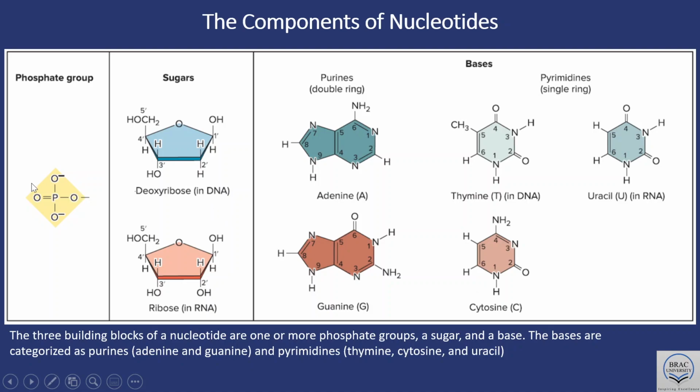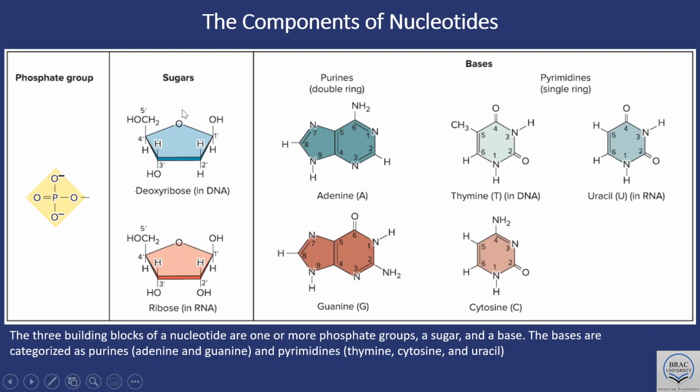So note that when these three components are together, then they are called a nucleotide. But when these two components are together, this base and sugar, they are called nucleoside. But at least one phosphate group needs to be attached to nucleoside in order to call it nucleotide.